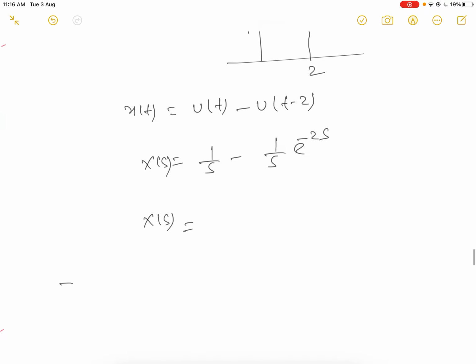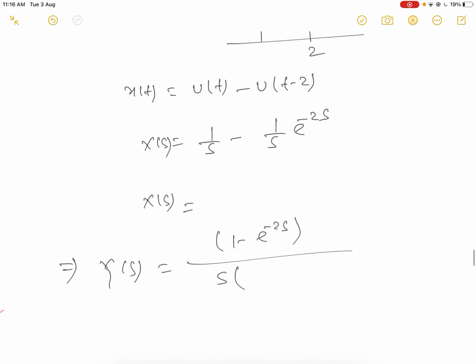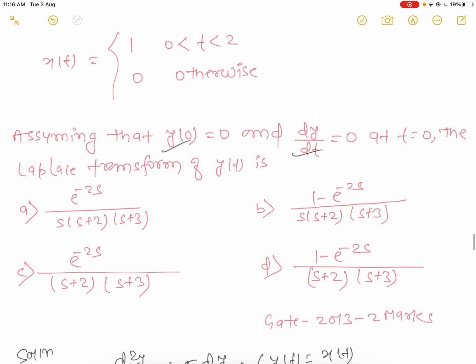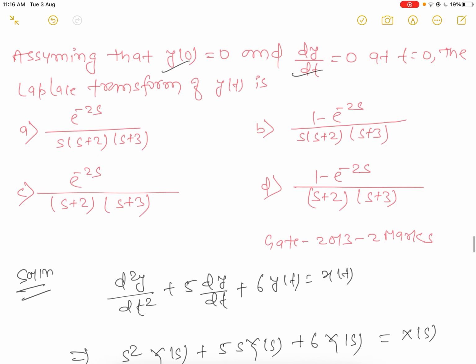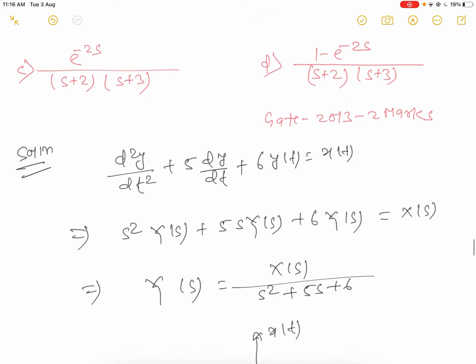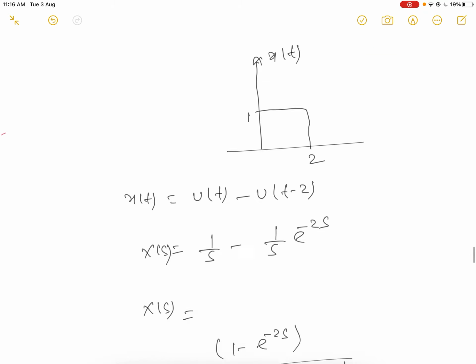Put this in the above equation, then Y(s) equals (1 minus e to the power minus 2s) upon s times (s square plus 5s plus 6). The right option will have 1 minus e to the minus 2s, and this one is matching, but option B will be the right answer because 1 by s is here. So option B will be the right answer. Now comes to the next question.